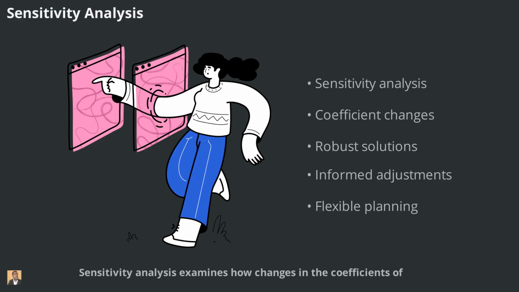Sensitivity analysis examines how changes in the coefficients of the objective function or constraints affect the optimal solution. It helps decision-makers understand the robustness of their solutions and make informed adjustments. Linear programming models are valuable for sensitivity analysis, supporting flexible and adaptive planning.